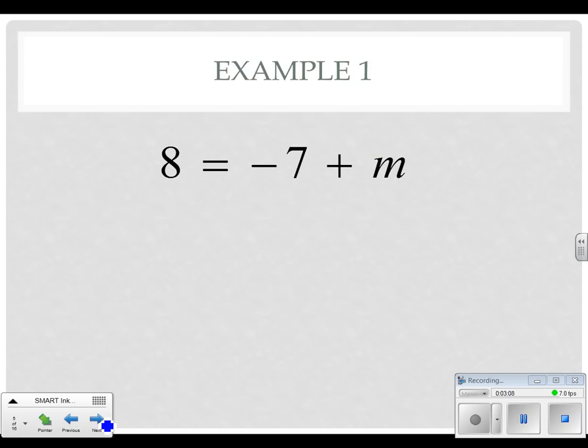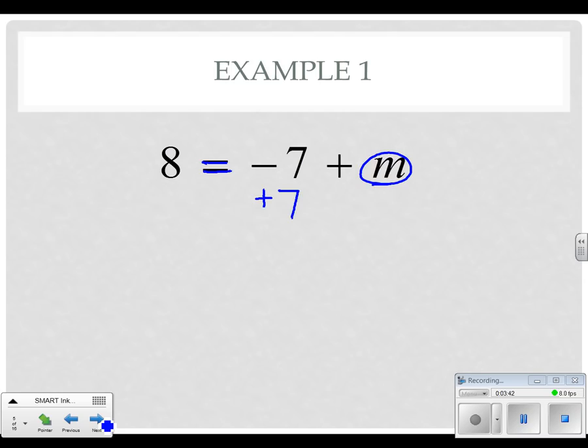So here in example 1, we have 8 equals the opposite of 7, or -7, plus m. And the whole point of this is we want to know what m is to make this sentence true. Well, I see I have my equal sign right here, and I want to get the m all alone on the right side so I can figure out what that m is. So to figure out what m is, I have to get rid of this -7. The opposite of subtraction is addition, so I'm going to add 7.